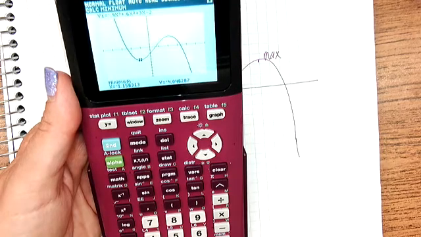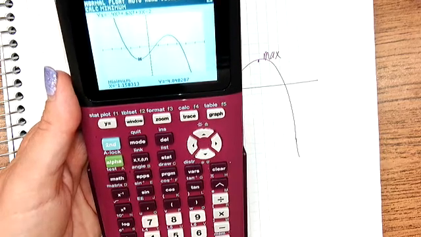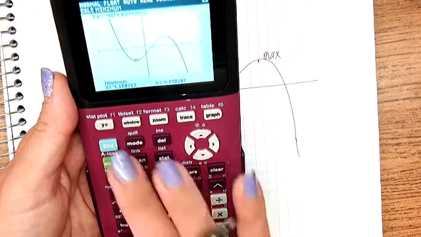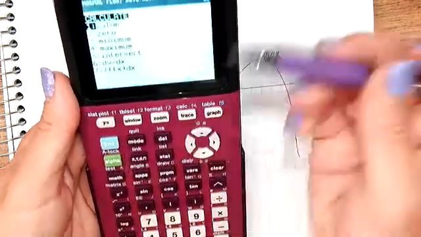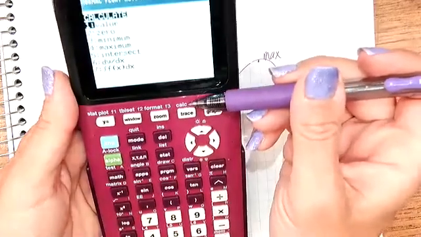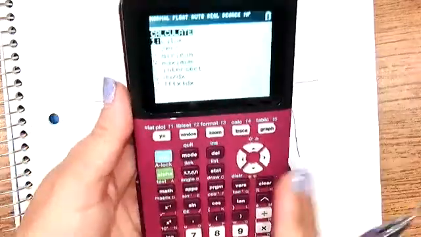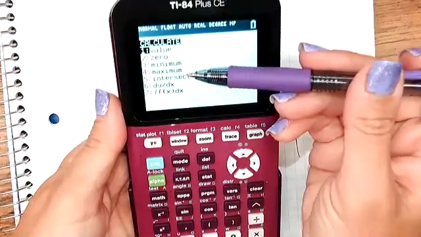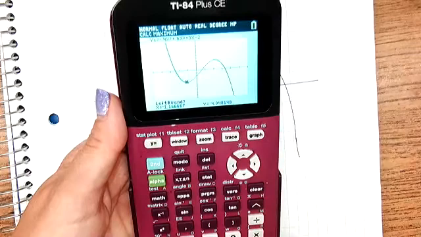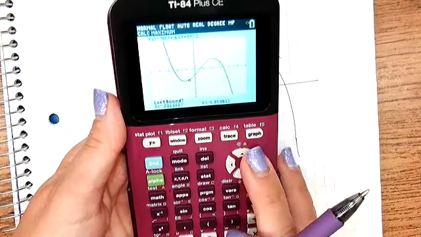Now I'm going to do the same thing with one slight keystroke difference to find the max. Second, trace. You'll notice that above trace it says calc, so I want the calculator to calculate something for me. I'm going to do maximum instead, so that's number 4. Then I'm going to do my left bound, right bound.